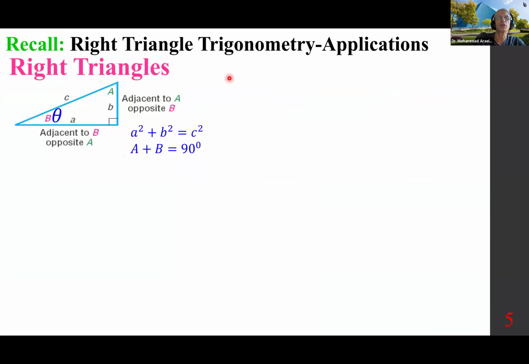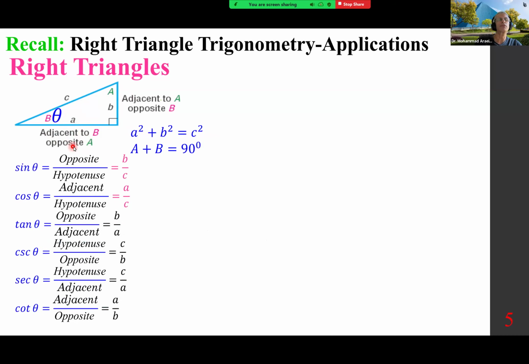Also, when we looked at the right triangle, we said two angles add up to 90 degrees, and a squared plus b squared equals c squared, and this is considered angle theta. And we have the following. Sine of theta is the opposite, which is b, over the hypotenuse, which is c. Cosine theta is the adjacent to theta, which is a, over the hypotenuse, which is c, and the rest of them follow. Remember, tangent is the opposite over the adjacent, b over a, and the rest of them are the reciprocals.